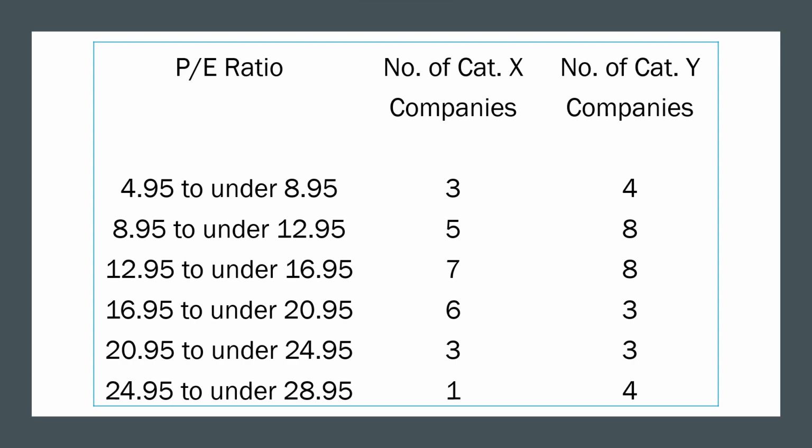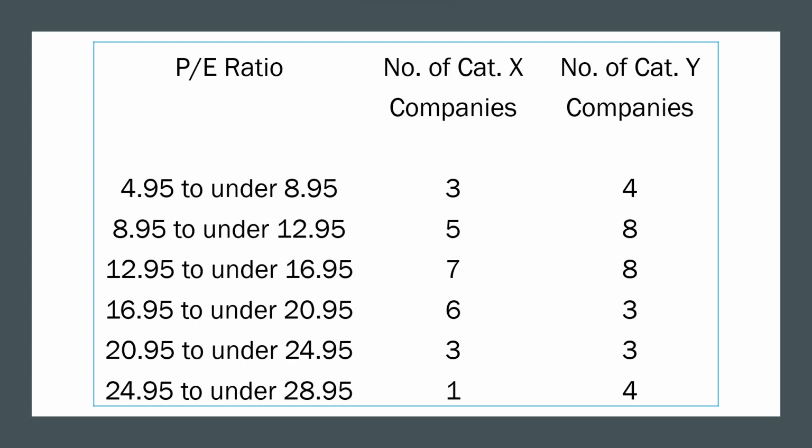Price earning ratios are given on the extreme left column that starts from 4.95 to under 8.95, then 8.95 to under 12.95, and so on till we go to the last row, that is 24.95 to under 28.95. So against each price earning ratio slab, number of category X companies. For example, for first slab, there are 3 companies in category X and 4 in category Y.